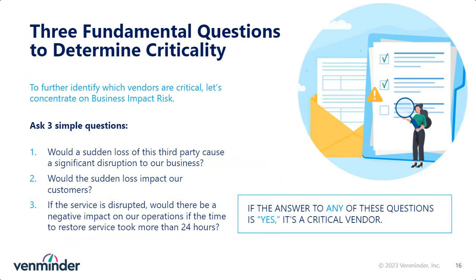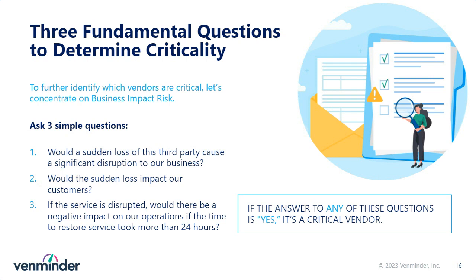So to simplify this, we usually say there's 3 questions you can ask to help you determine who's critical. The first one is, would a sudden loss of the third party cause a significant disruption to our business? Now, before you ask me to define what is significant, we can't do that because that is unique to your organization. So the second one would be, would the sudden loss impact our customers?